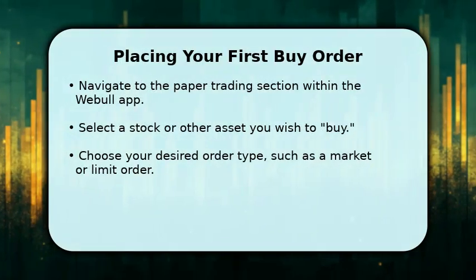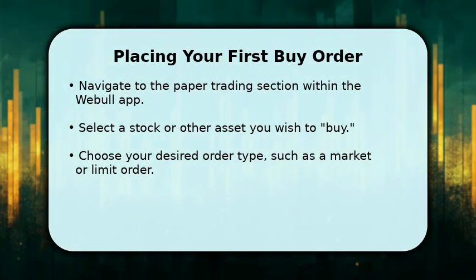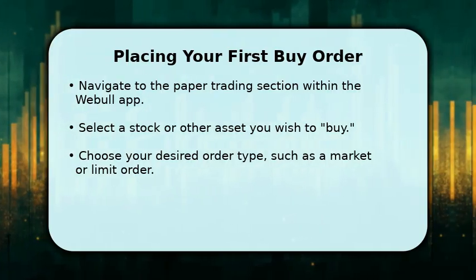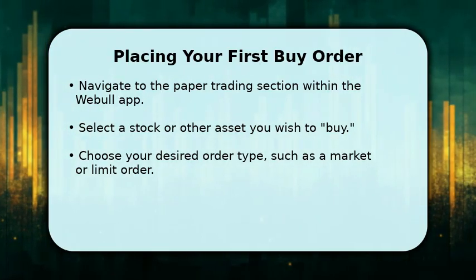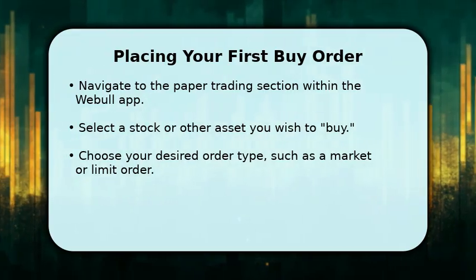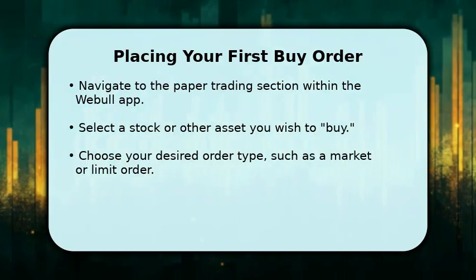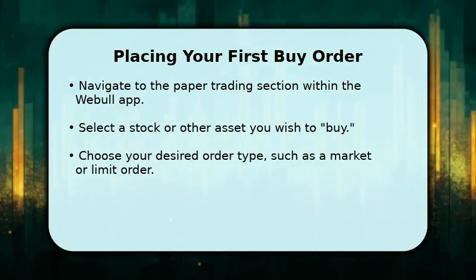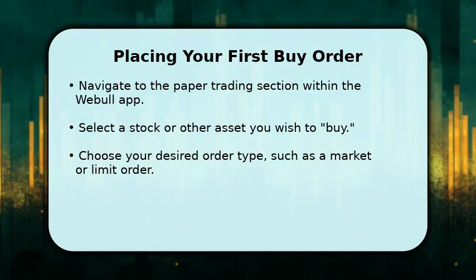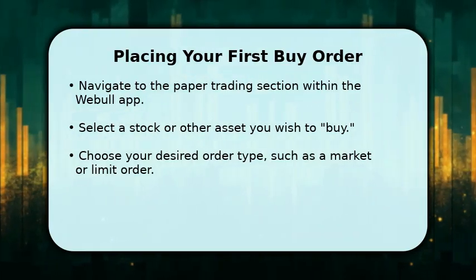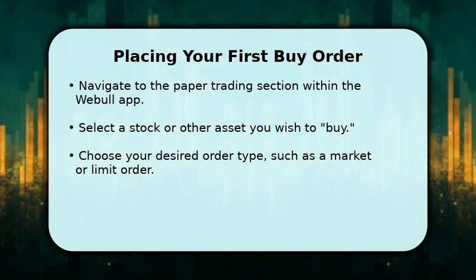Now, let's walk through placing a buy order in your Webull paper trading account. First, open the Webull app and switch to the paper trading mode. Search for the stock you want to practice buying, like Apple or Tesla. Decide on your order type. A market order executes immediately at the current price, while a limit order lets you set a specific price. Enter the quantity of shares, perhaps 10 or 20, and confirm your virtual purchase.